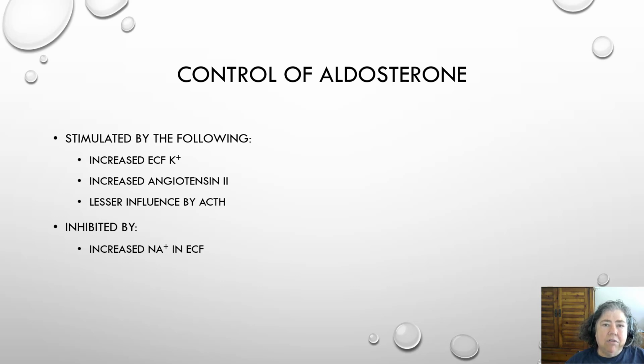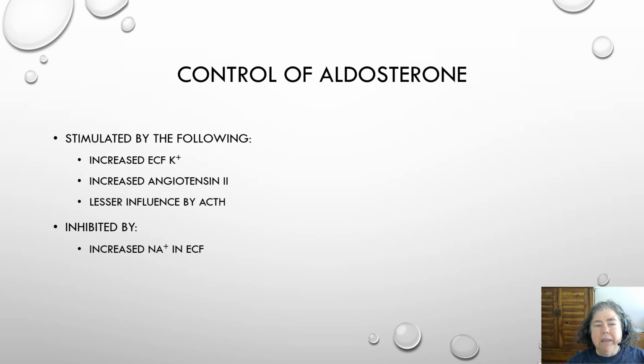Aldosterone is under the control of a few factors. We talked about angiotensin 2, right? So angiotensin 2 triggers the production of aldosterone, but there are other things. Adrenocorticotropic hormone, ACTH, which is an anterior pituitary hormone that stimulates cortisol production, also has an effect on the zona glomerulosa and triggers some aldosterone production.